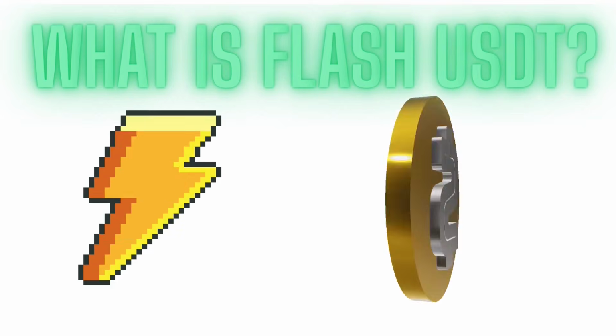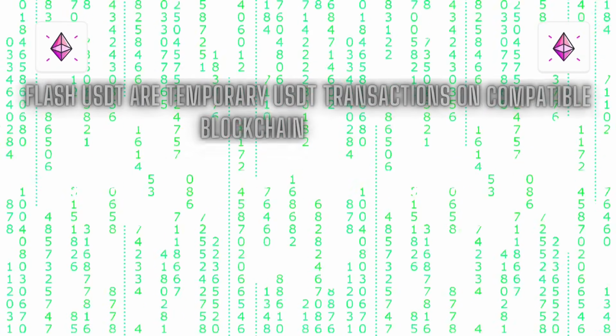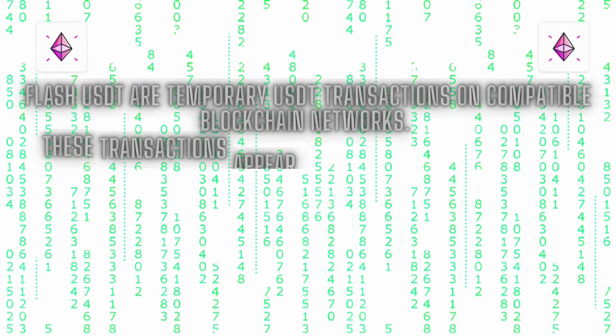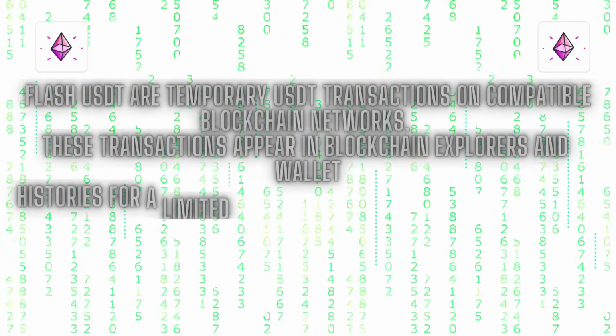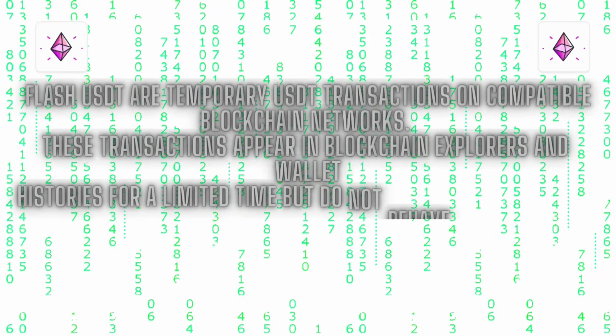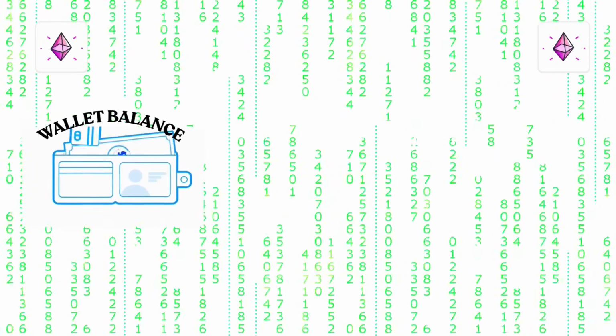So what is Flash USDT? Flash USDT are temporary USDT transactions on compatible blockchain networks. These transactions appear in blockchain explorers and wallet histories for a limited time but do not behave like permanent on-chain transfers. A Flash USDT transaction appears to the recipient. They can see the wallet balance in USDT.